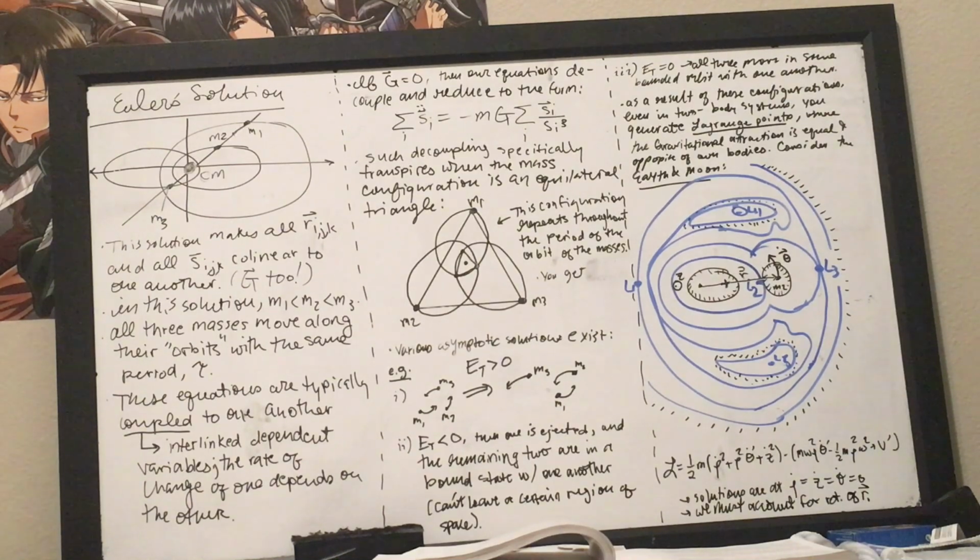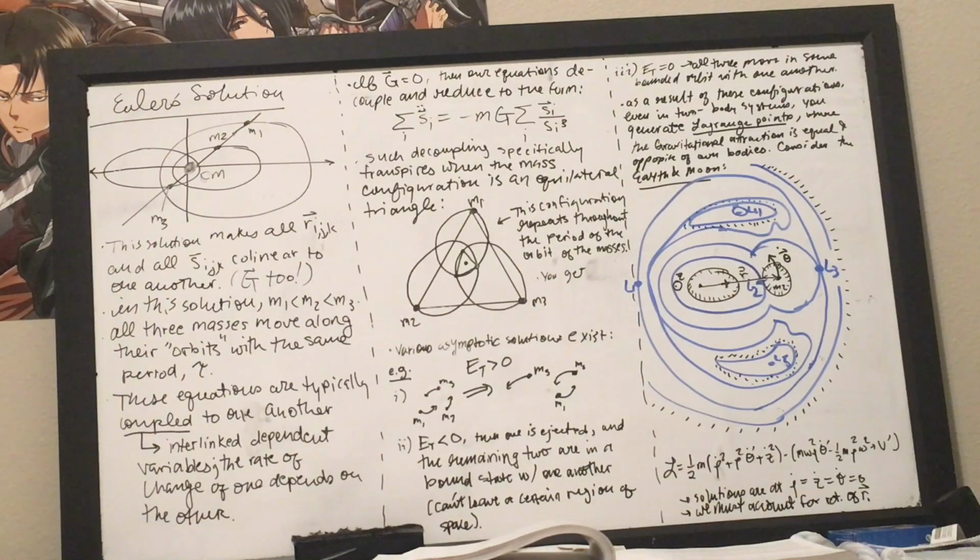There do exist some asymptotic solutions to these equations, and namely they happen at specific amounts of total energy of our system. If the total energy of our system is greater than 0, then what ends up happening is that one of our masses that's entangled in this wreck gets ejected, and then the other two bodies continue to orbit some sort of relative center of mass in an elliptical orbit.